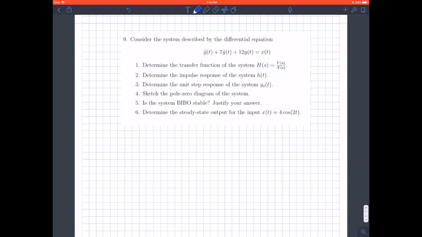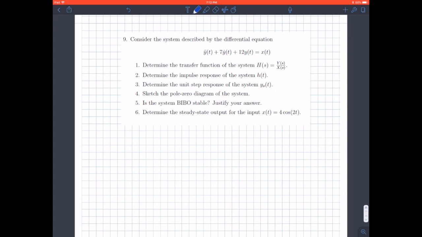Here's the solution to problem 9 for the final exam review. In this problem, we're looking at the continuous time domain, the S domain, and we are asked to do several things that I want you to be able to do.